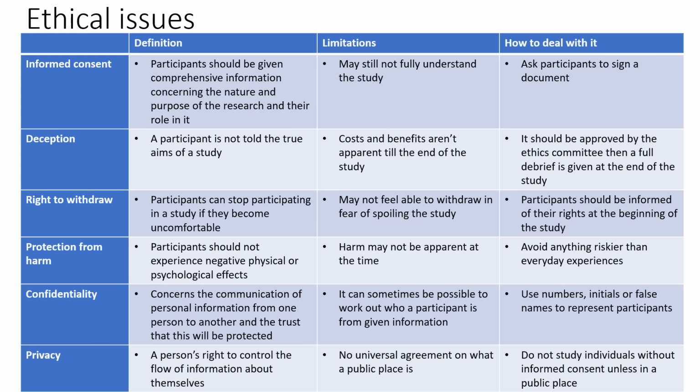Here we are looking at the ethical issues of research. So you've got informed consent, deception, right to withdraw, protection from harm, confidentiality, and privacy. So informed consent is when participants should be given comprehensive information concerning the nature and purpose of the research and their role in it. Obviously, individuals may not fully understand the study, but this can be avoided by asking the participants to sign a document or a contract before the research starts.